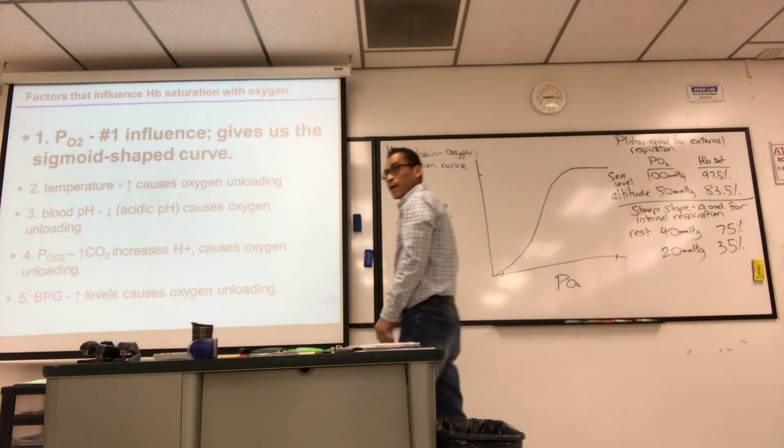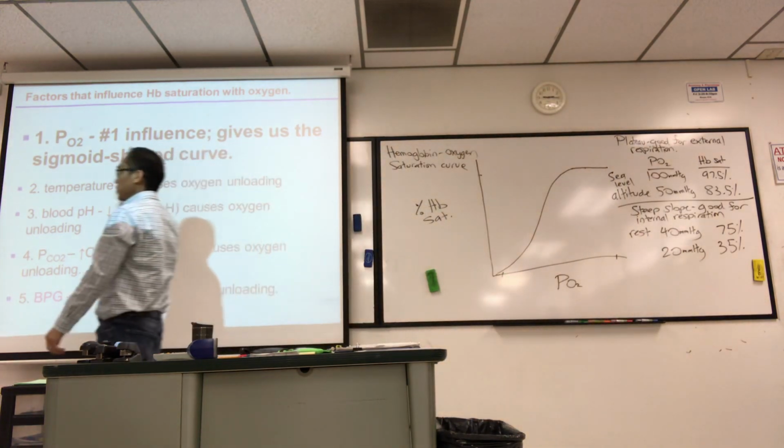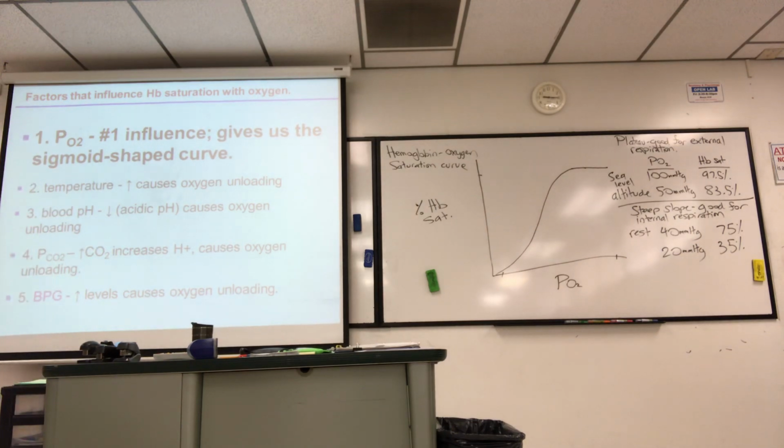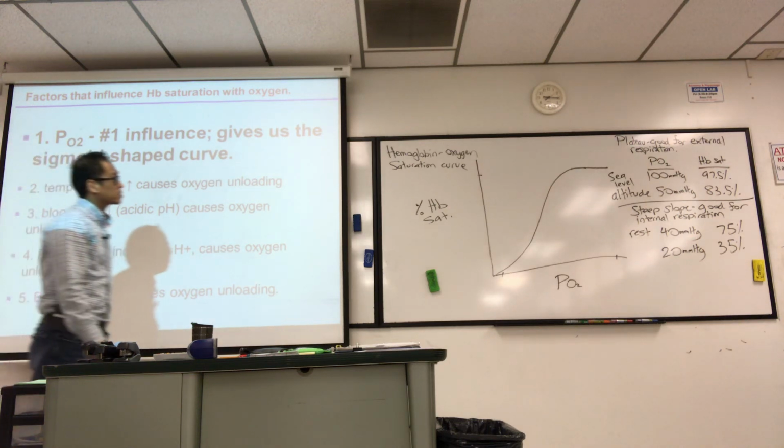Before the break, we talked about how PO2 is the number one influence on hemoglobin saturation. In fact, it gives us that sigmoid-shaped curve. Other things determine saturation, like temperature, blood pH, the partial pressure of CO2, as well as this enzyme called BPG, which I'll describe later. But for now, let's go through those things.